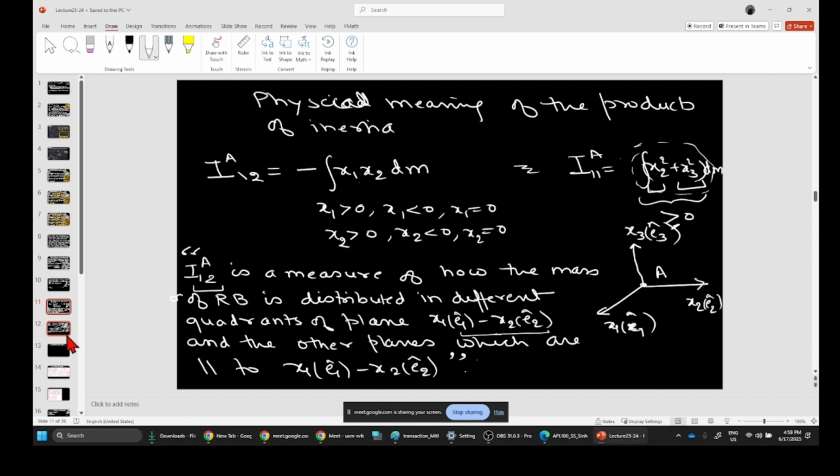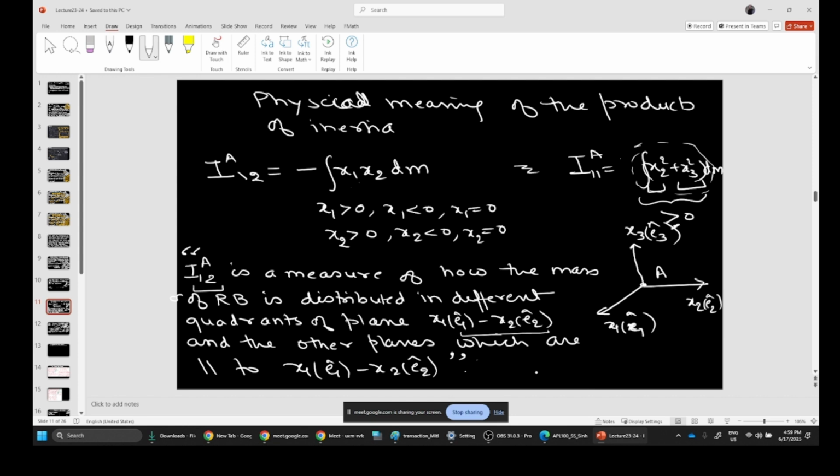Now, one thing I would still like to add. If IA12 has this physical meaning, and now if I ask you what is IA13, IA13 will be a measure of how the mass of RB is distributed in different quadrants of the plane x1 e1 and x3 e3.